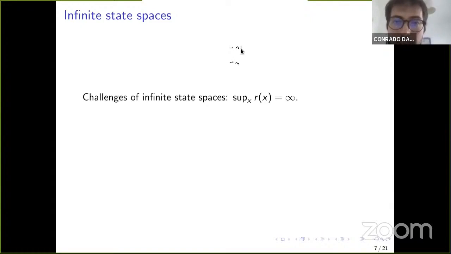Because let's say we jump from n to n plus 1. Let's consider a pure birth chain that jumps from n to n plus 1 with rate n squared. So basically, the expected value of the nth jump time is 1 over n squared. And if you see the sum in n, this is finite.